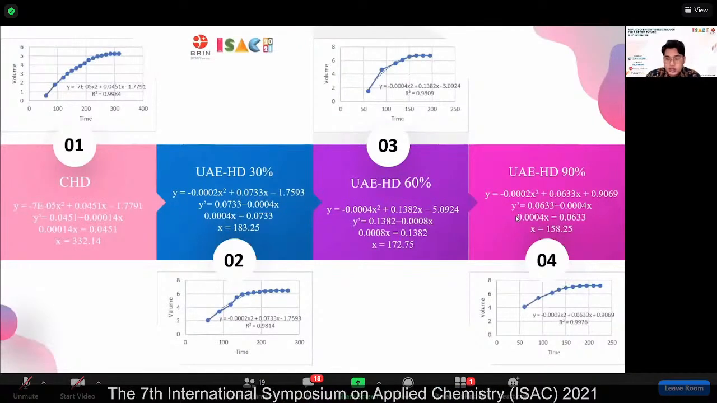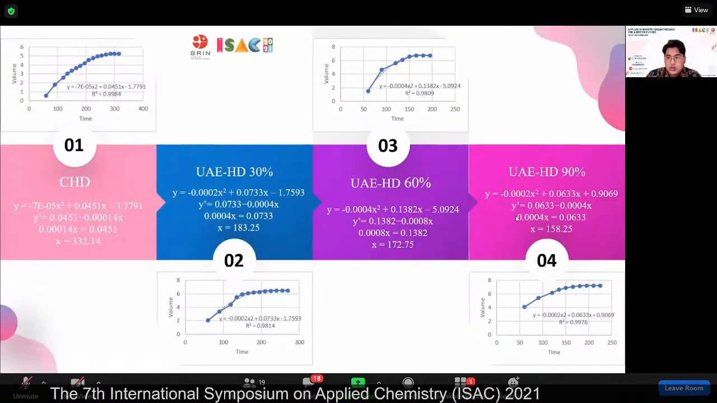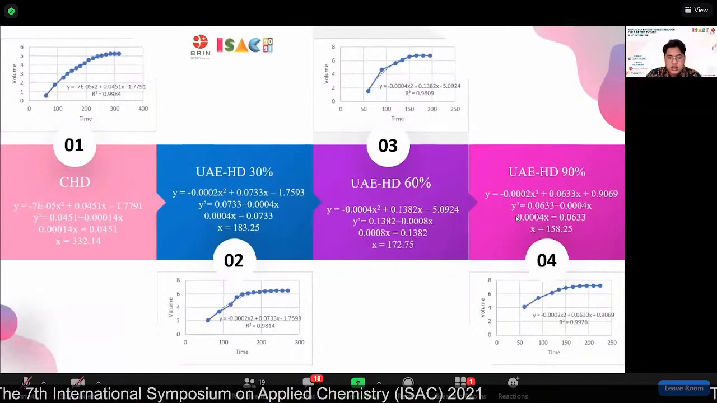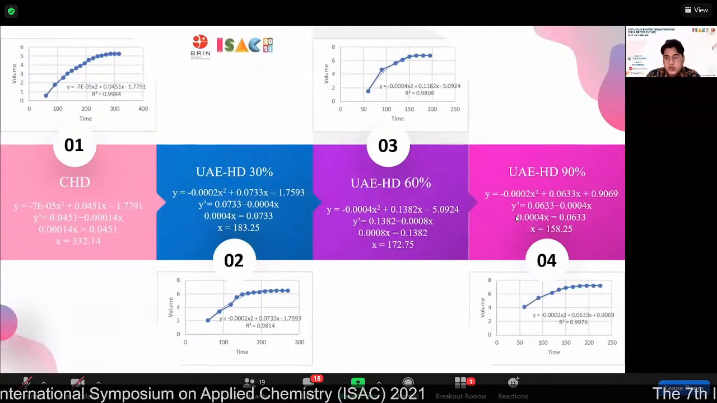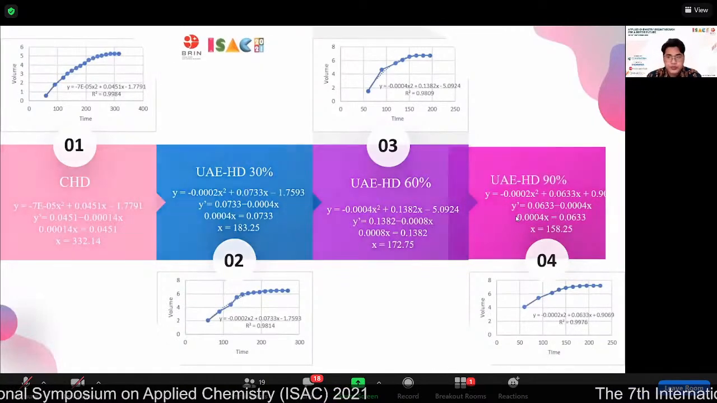So, the result of the optimum time was 332.14 minutes for conventional hydrodistillation, and for the ultrasonic pretreatment, when we use 30, 60, and 90%, the optimum time was 183.25, 172.75, and 158.25 minutes.